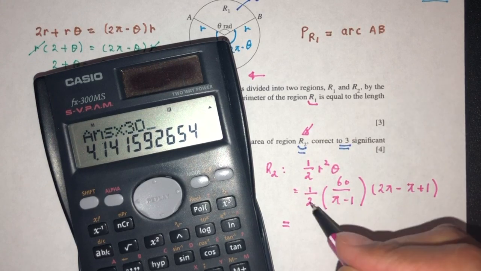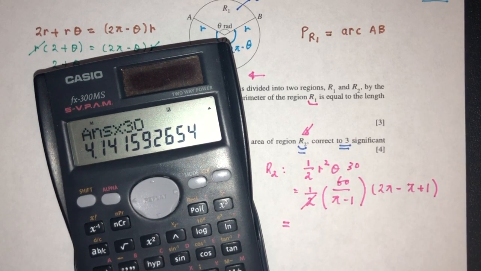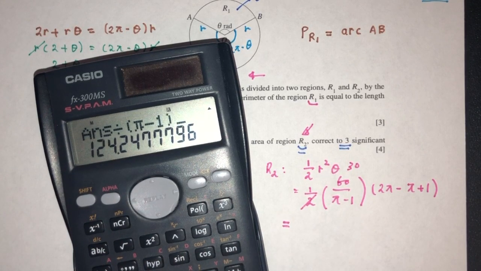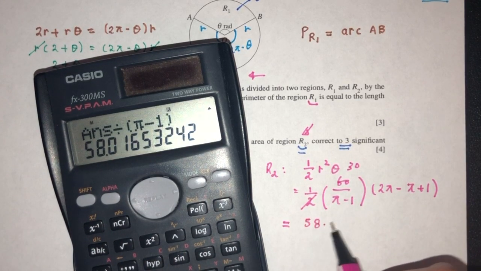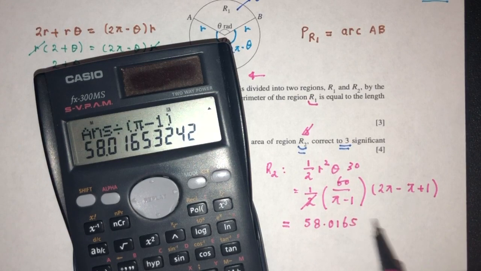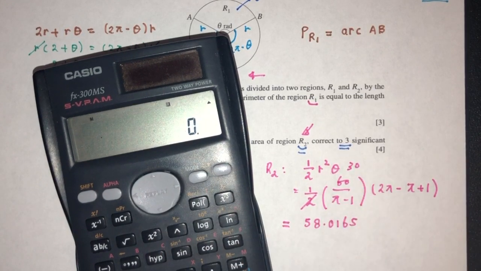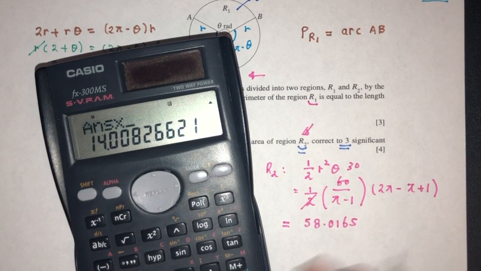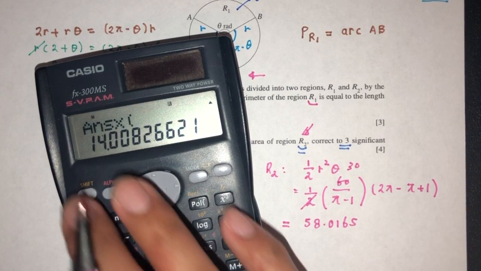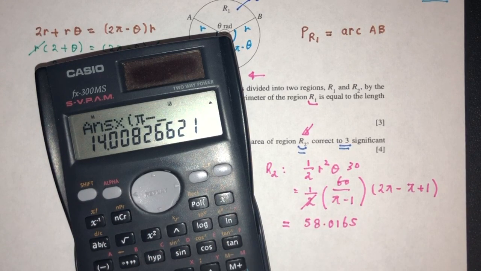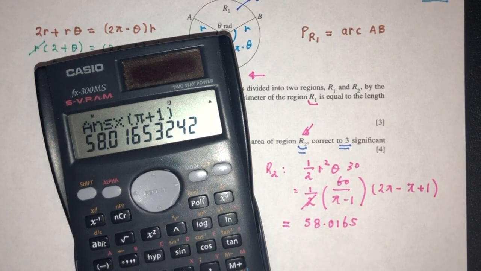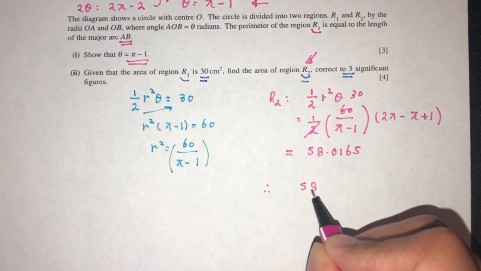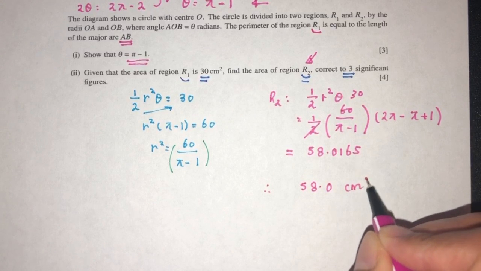times 30, because it will cancel out obviously, and divide by minus 1. That should be 58.0165. But let's double check. So here we have 30 divided by minus 1 times pi plus 1. Should be the same value. So your area for R2, correct to 3 s.f., should be 58.0 centimeters squared.